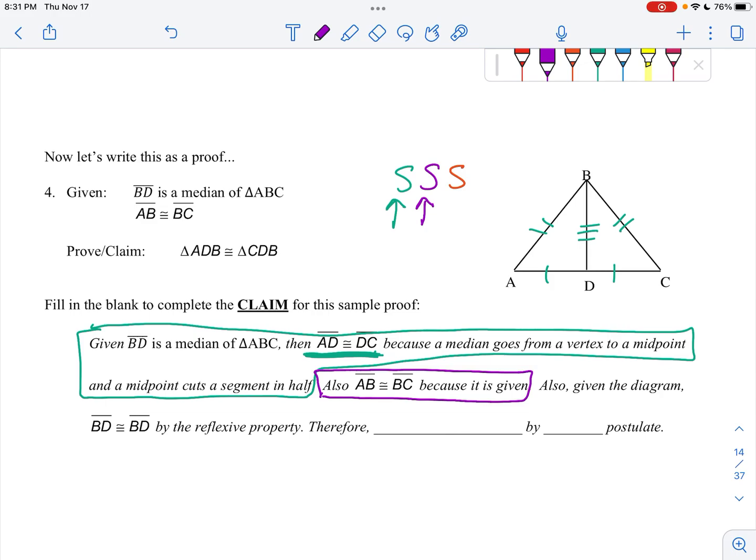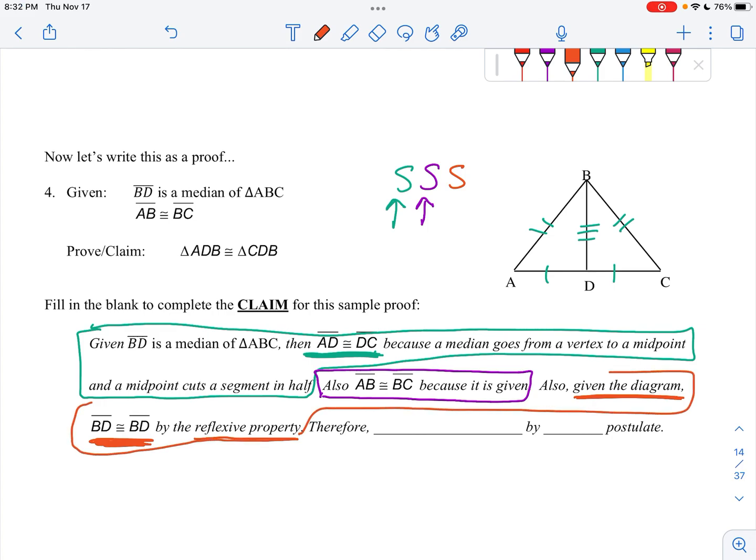Okay, and then the very last one says, also, given the diagram. So when we look at the diagram for the relationships, we see that this third side, so this is side 3, is congruent to itself by the reflexive property. Remember that reflexive property says a side is always going to be congruent to itself. So that explains the third set of sides that are congruent for these two triangles.